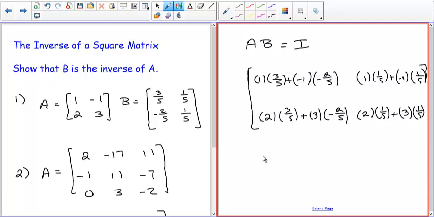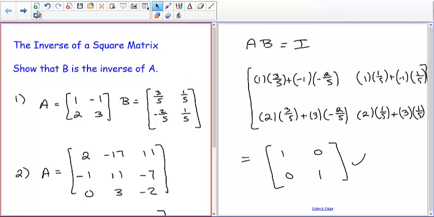Close the matrix out. Here we have 3/5, and then -1 times -2/5, a minus times a minus is a plus, so it's 3/5 plus 2/5, which is 5/5, which is 1. Here we have 1/5 minus 1/5, which is 0. Here we have 6/5 minus 6/5, which is 0. And here we have 2/5 plus 3/5, which is 1. So that's how you show that these are inverses of each other.